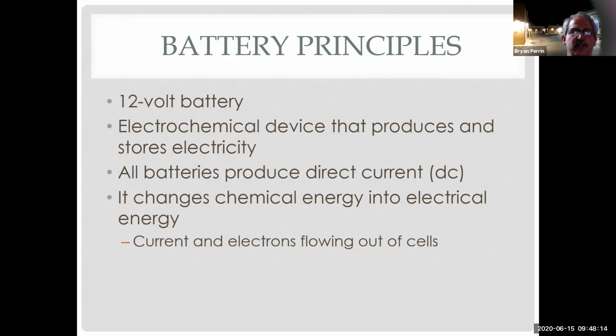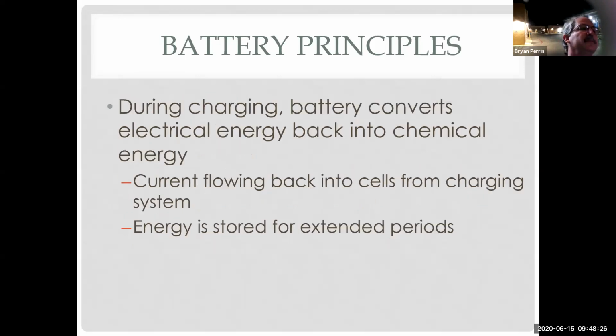I want you to have that understanding. That's part of the class. I'm just letting you know, I'm not going to concentrate on it because understanding doesn't always equate into fixing a car. We're going to concentrate more on the car side of it. But I don't want to lose anybody either. So during charging, the battery converts electrical energy back into chemical energy, current flowing back into the cells from the charging system. Energy is stored for extended periods of time. So we use a chemical reaction with the lead acid to store and release DC power.